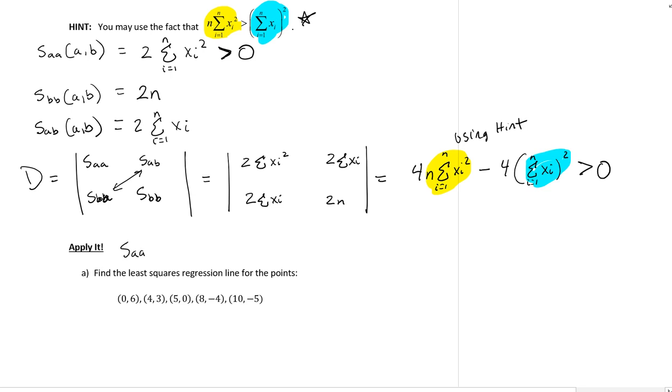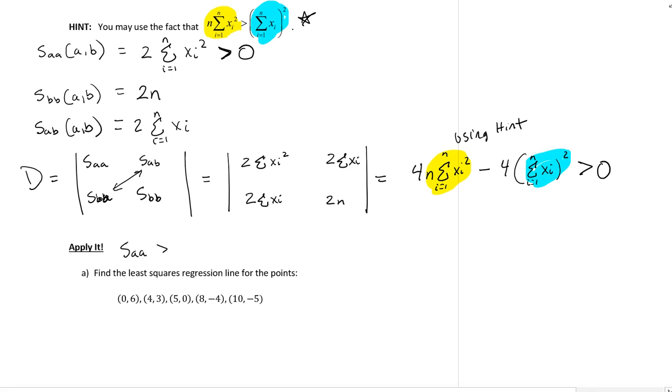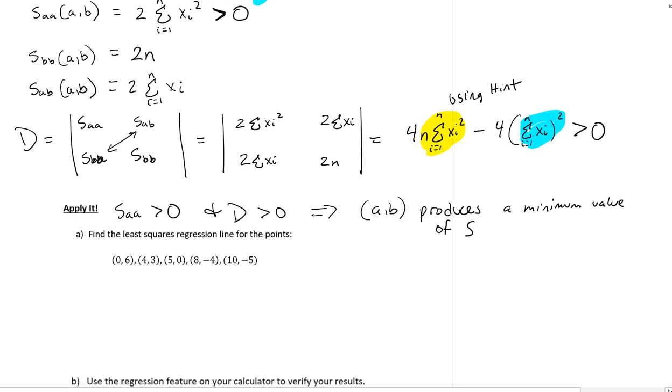Therefore, if our second partial of a is going to be greater than 0 and our function d is going to be greater than 0, then the point a, b is going to produce a minimum value of s. So there's our proof to show that this critical value that we're going to find is going to be a minimum.